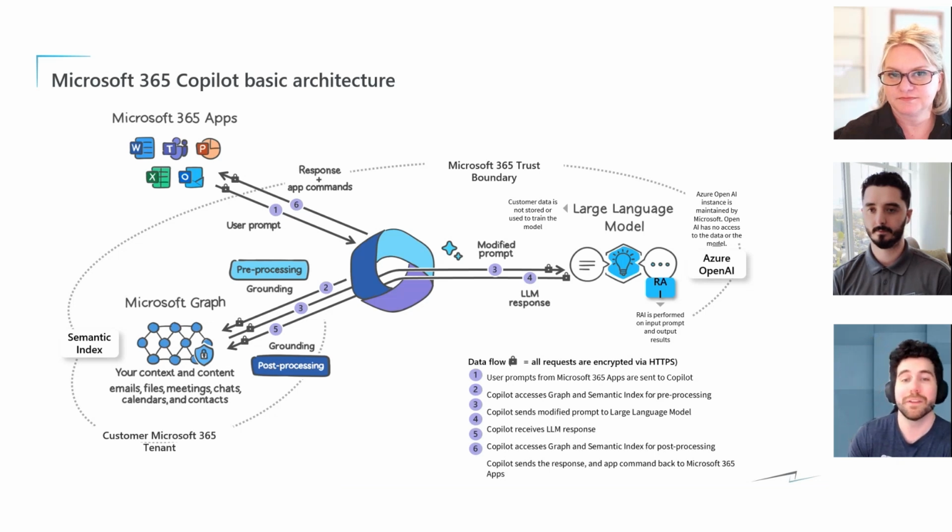The other thing I want to point out on this graph here is that we have the large language model resting within the M365 trust boundary. As I said before, it's essentially a separate instance of this model within the Microsoft service boundary to ensure that your data never leaves that boundary.